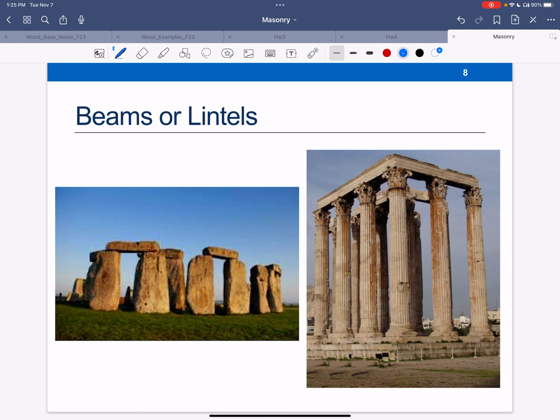They can be used as beams or lintels. In this picture, we're looking at Stonehenge, and these are the very first look at beams. These beams are made of stone, but they can only span so far because compression is the thing that the stone can handle the best. We have to really minimize tension, so we can't get a very long span. You can also see the beams or lintels, as we call them, over openings in this case.